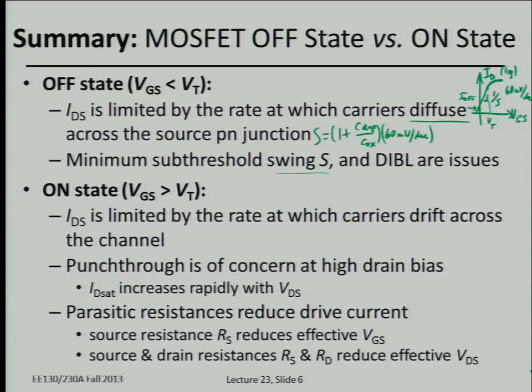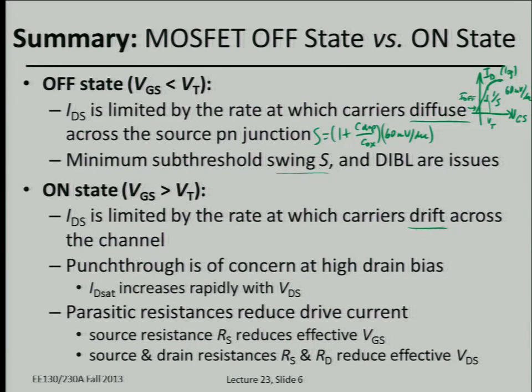When a transistor is turned on, you have a very, very small potential barrier for carriers to diffuse from the source into the channel. So what limits current flow is not the diffusion of carriers into the channel. It's the rate at which carriers drift across the channel from the source to drain. So these are basic things you should remember. In the off state, current is limited by diffusion. In the on state, current is limited by the drift velocity.